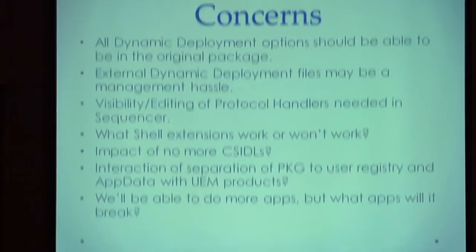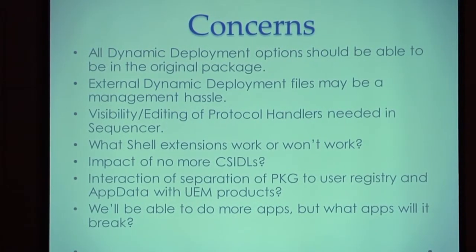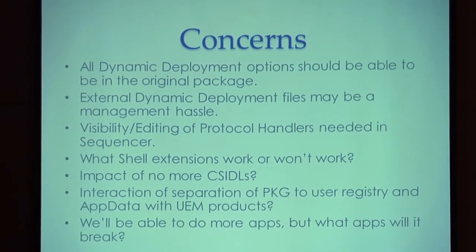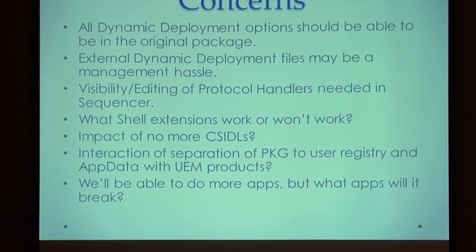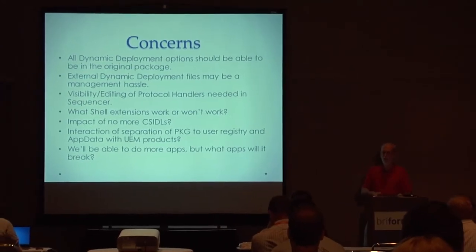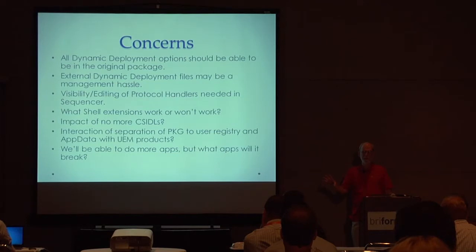The protocol handlers. There is no visibility in the sequencer that any of that stuff is going on. So we see shortcuts, we can see file associations, but we can't see these new things. And I think that should be visible in the sequencer. I think that's a transparency thing that we need to know is going on there. I shouldn't have to then go and look at the default deployment config file to see were there any protocol handlers in there, because right now that's the only way I can do it.